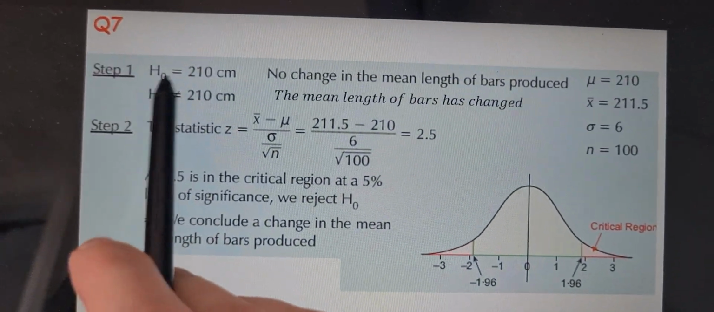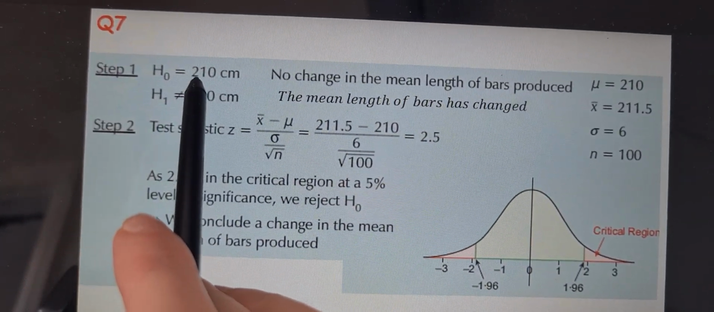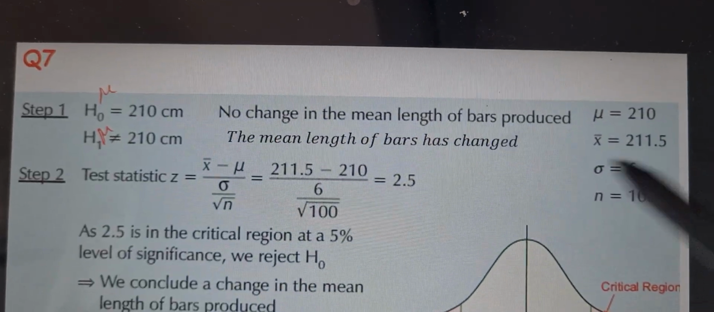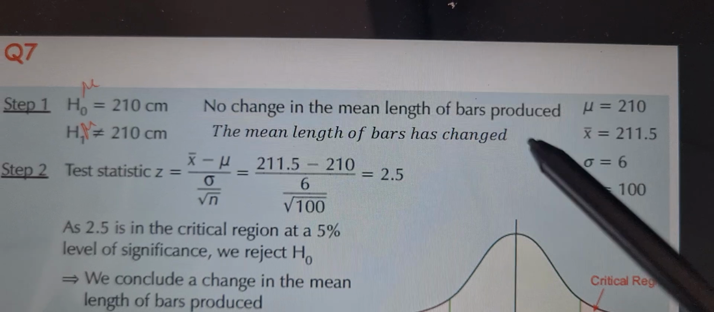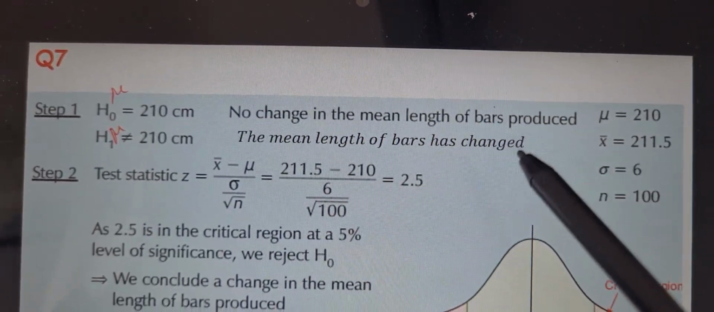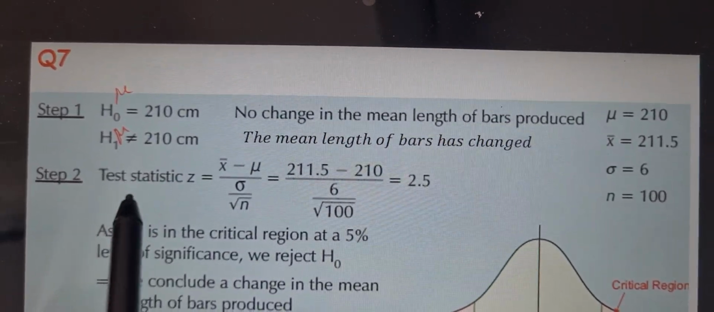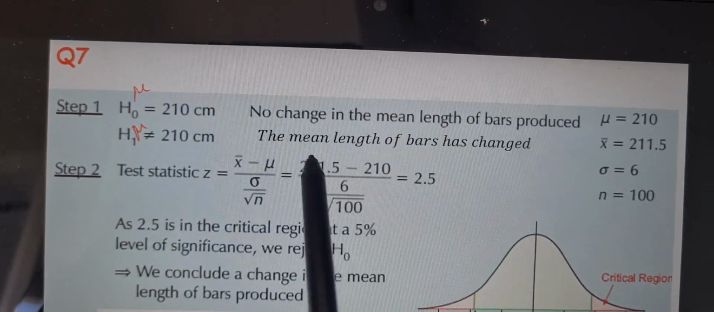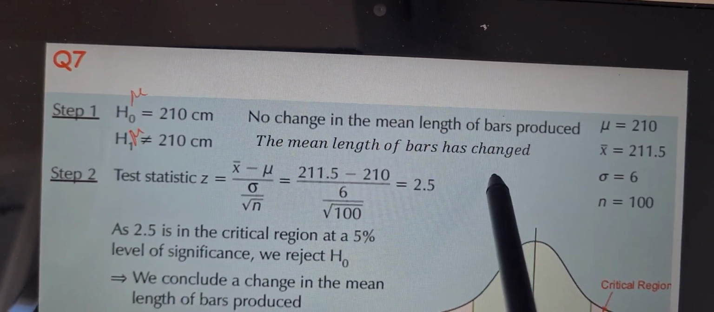Okay, the null hypothesis is that mu is equal to 210, so I should put in mu in there. So that would mean that there is no change in the mean length of the bars that were produced. It stays as it was. Whereas the alternative hypothesis H1 would be that mu is not equal to 210. So the mean length of the rods has changed.